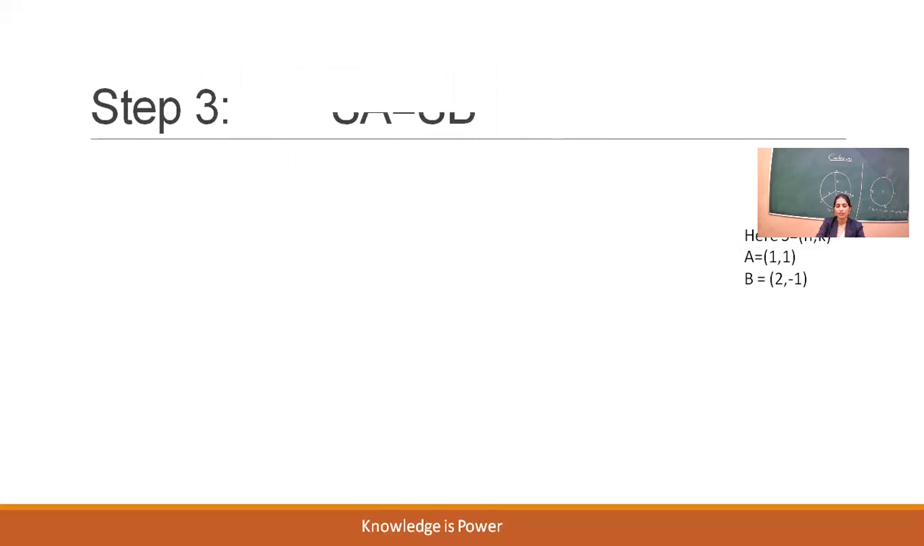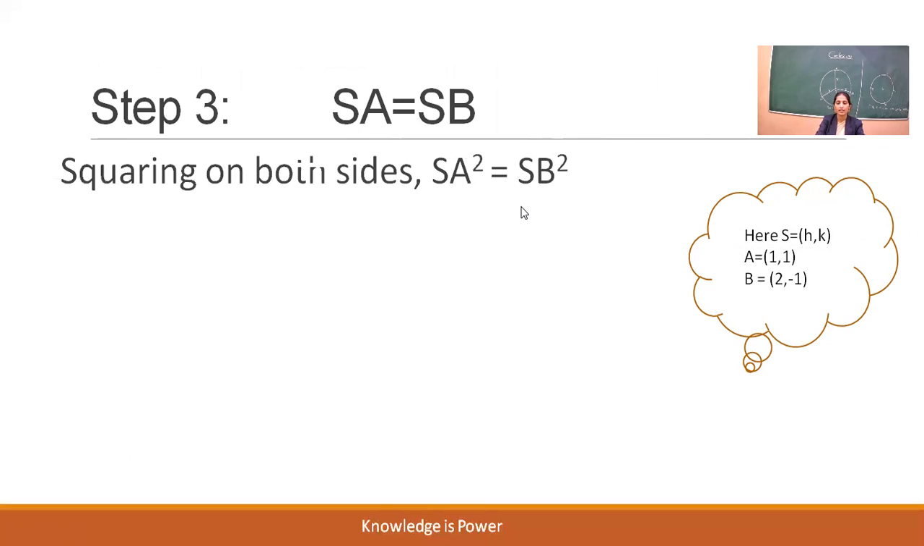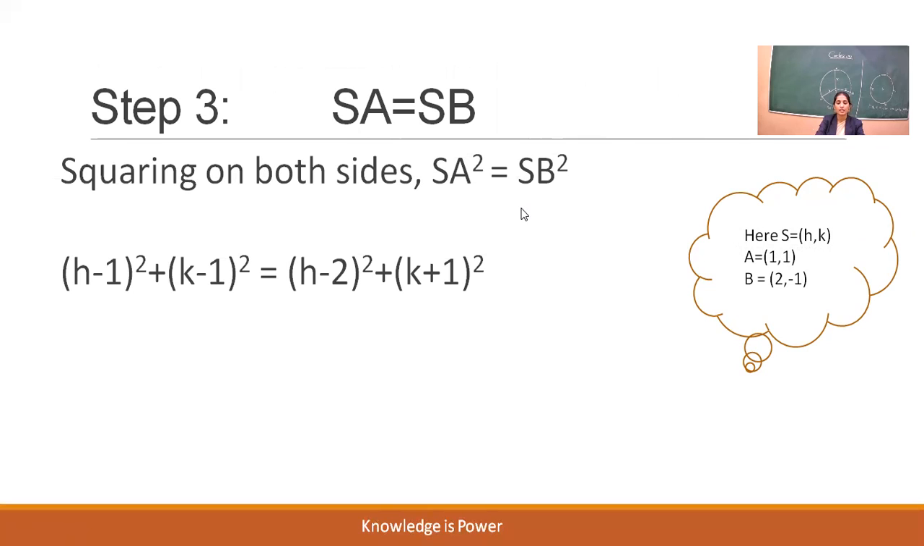Let us take condition 1. SA is equal to SB in step 3. Since SA is a distance and SB is a distance, here I have also written what is S, what is A and what is B. The distance formula is, we know, root of x2 minus x1 whole square plus y2 minus y1 whole square. So in order to simplify easily, we will square on both sides, with which we'll get SA square is equal to SB square, and we know the distance formula.